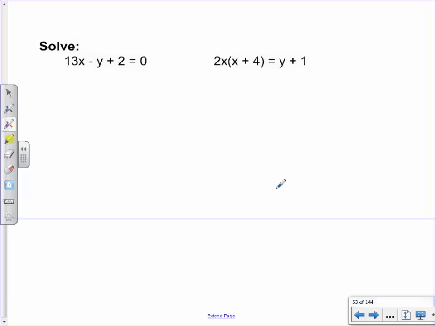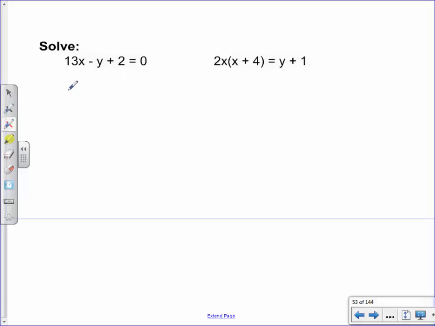My rule of thumb is if it's easy to get one of the variables by itself, do substitution. If it's not too difficult to get either y or x by itself, try substitution. If that's not going to work, then try elimination. So for example, in this equation right here, can I get one of my variables by itself fairly easily? Which one? X or y? Is it possible to get x by itself?